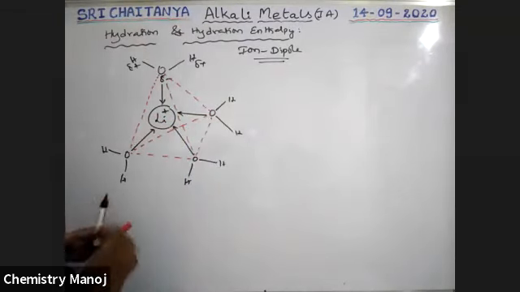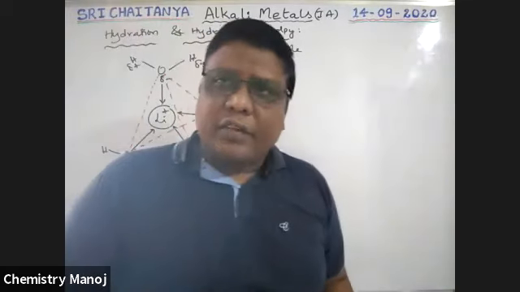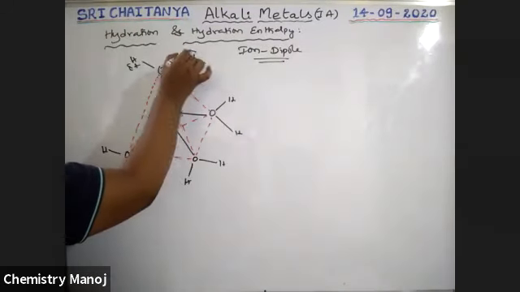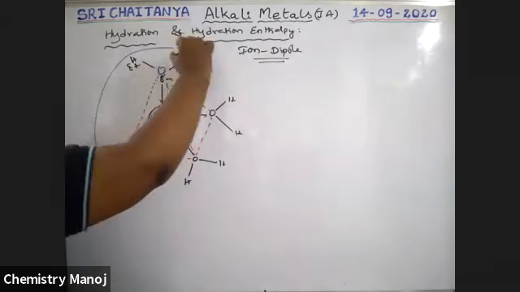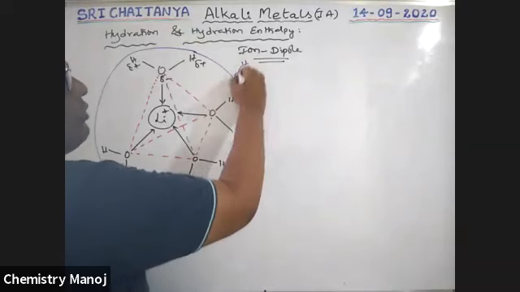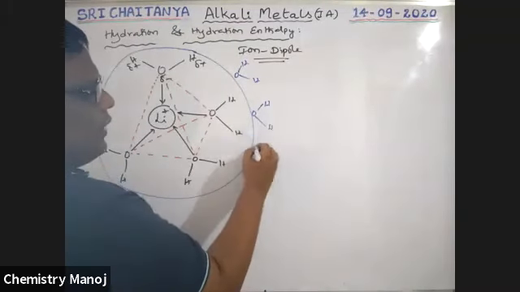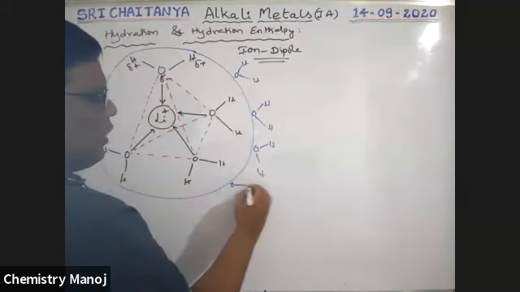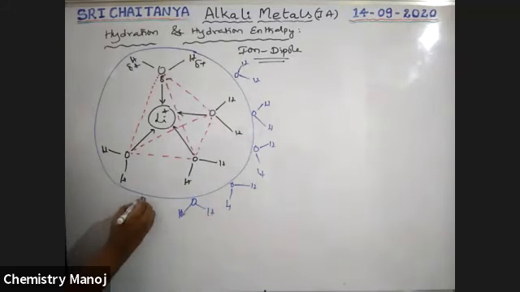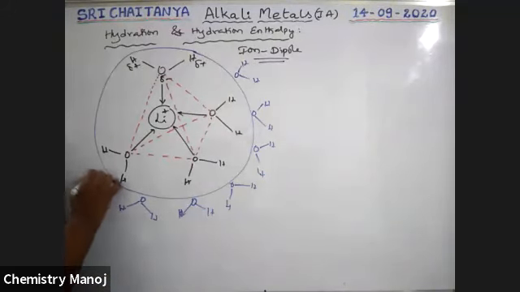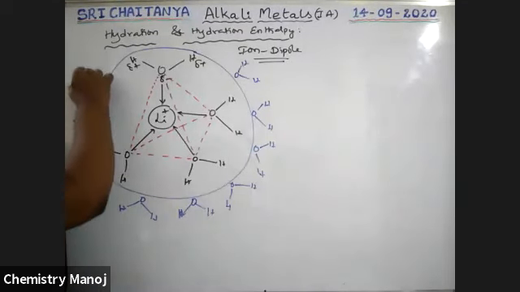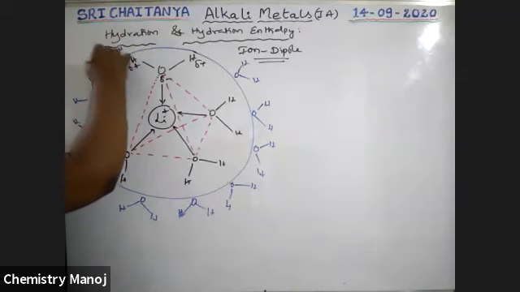This is the first layer, boys. Water molecules are first attracted, and then around this first layer, other water molecules are also attracted. Like this, a number of layers of water molecules are formed. The smaller the size of the cation, the more the layers. This is the way water molecules are attracted towards the metal ion.